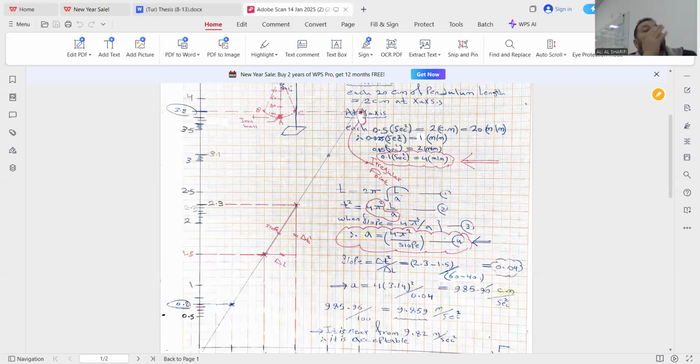Bismillahirrahmanirrahim. This is part two of the video, because the electricity was turned off. Let me keep going. Last time, I was talking about equation number one: T, the time period, equals 2π√(L divided by the acceleration), with L inside this root.